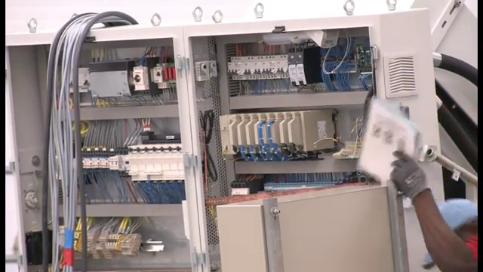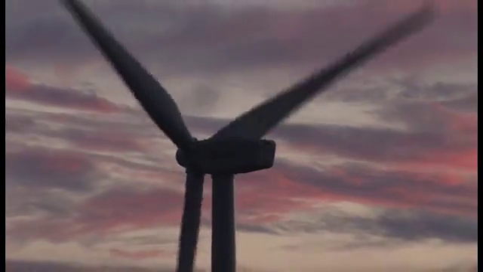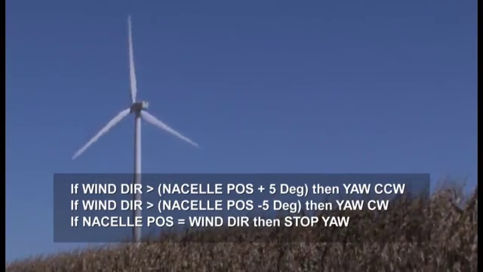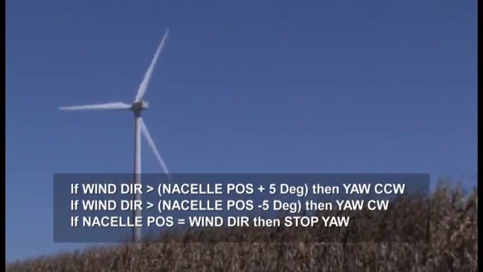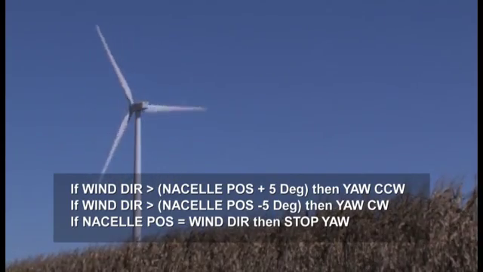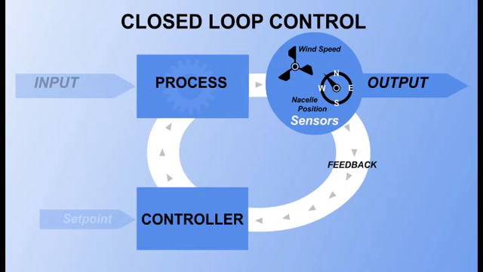Controllers follow programmed instructions to keep the turbine running smoothly. An important control function is to keep the turbine pointed into the wind. So a simple instruction might be, if the wind direction differs from the direction the turbine is pointing by more than 5 degrees, then turn the nacelle until it is aligned. In this case, a turbine aligned with the wind is the set point.